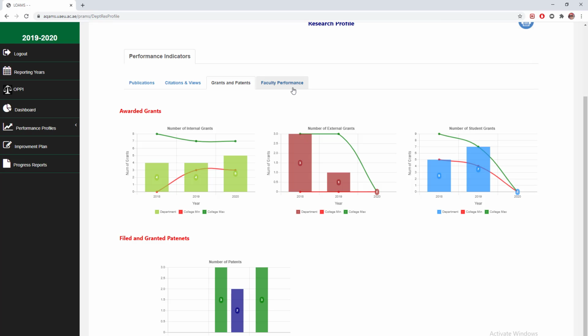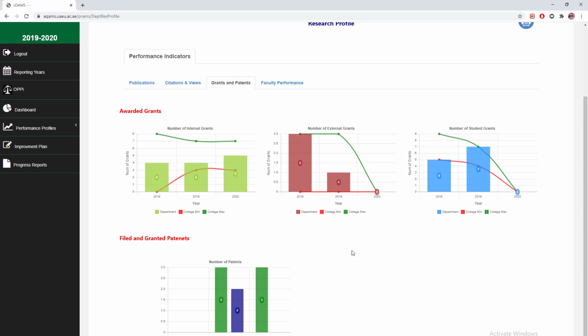Faculty performance, I will not be able to show the faculty performance for privacy issues, but if you are a department chair, when you click on faculty performance, you will see the list of the faculty in your department. When you click on any one of them, you will see the performance for the faculty, including number of publications of the last 5 years, publications in top 1, 5, 10, and 25 percentile. You will see the collaboration with international, collaboration with UAEU, national collaboration, and if they have any single author papers.